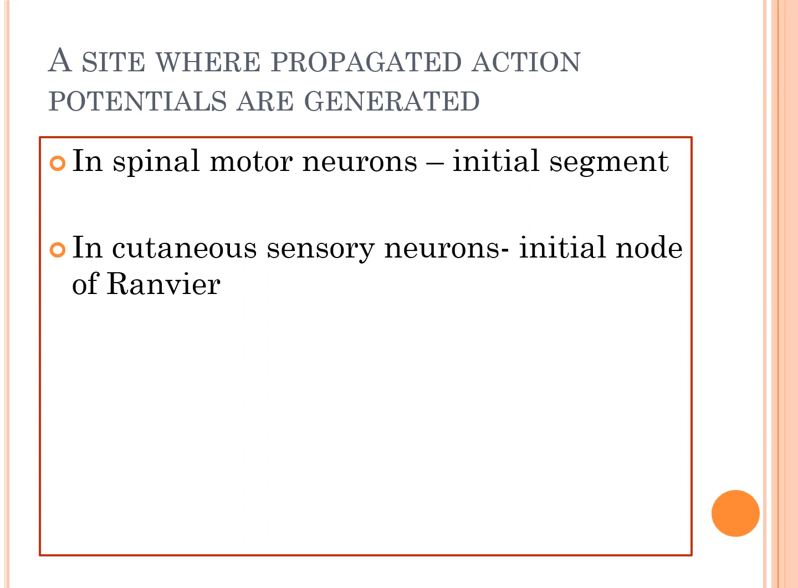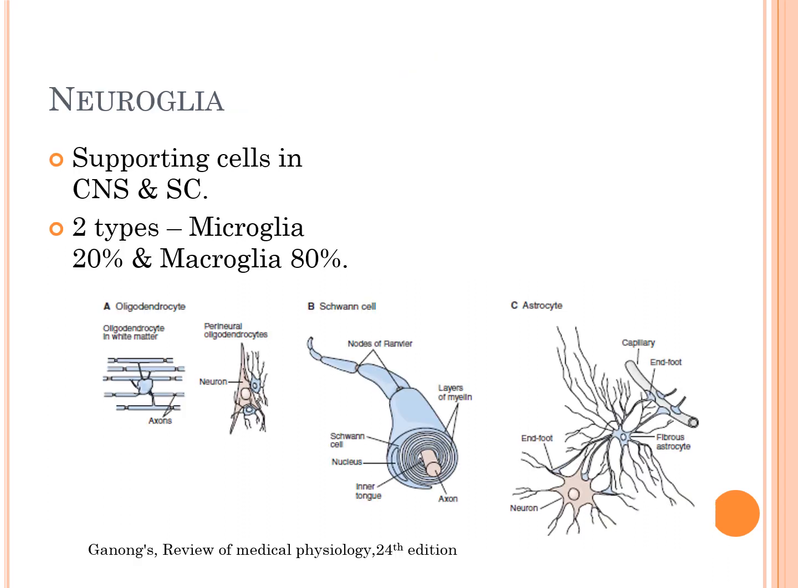So this can be an MCQ question which can be asked. And coming to the neuroglial cells, I told you there are two different types of neuroglial cells which are supporting cells in the central nervous system.